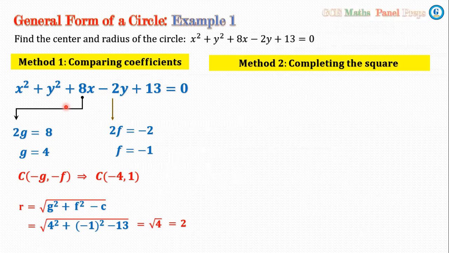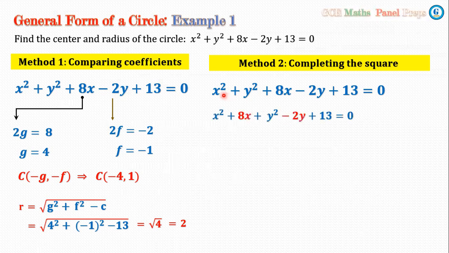In the second method, we are looking at completing the square. You have to pay more attention to this one if you decide to use this method. So completing the square, you have x squared plus y squared plus 8x minus 2y plus 13 equals 0. I'm going to be completing two squares to have this general form of circle, (x minus a) squared plus (y minus b) squared is equal to r squared, in that Cartesian form, right?